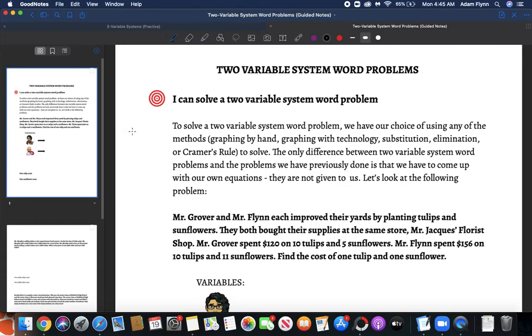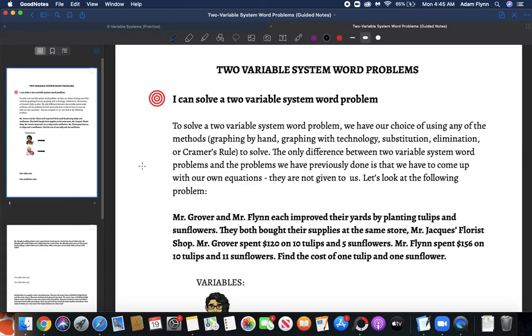Our learning target: I can solve a two variable system word problem. Basically, what this first paragraph is saying is that as long as you know how to solve a two variable system, those are problems that we have previously solved using the graphing by hand method, graphing with technology, substitution, elimination, or Cramer's rule, you can solve a two variable system word problem.